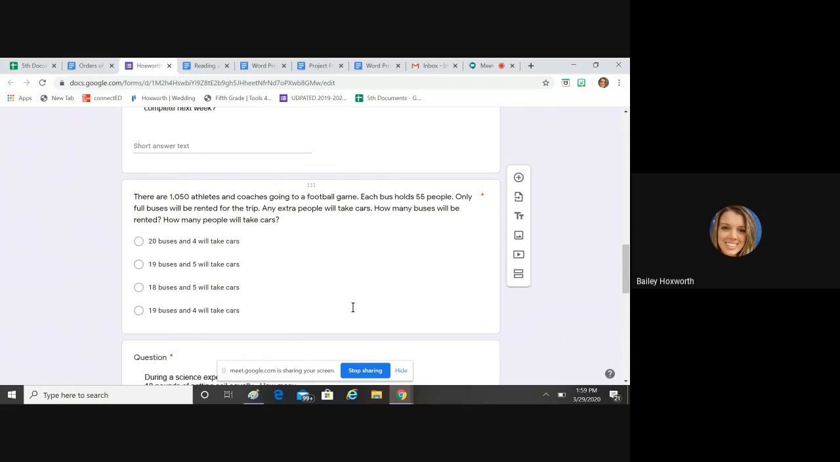So if I have the word each, which means multiply or divide, but it's talking about leftovers, anybody left over is going to have to take a car. Leftover tells me I need to divide. So your leftovers are going to be your remainders. Your remainder is going to be who takes a car. So you are dividing for this problem. 1,050 divided by 55.